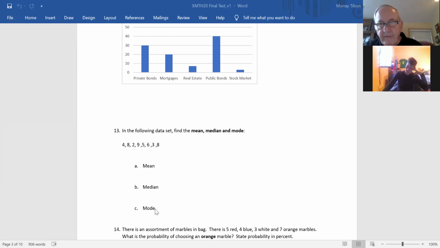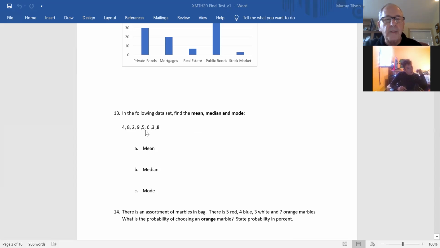For the mode, you could either have a mode or not have a mode. If there are data points that are the same, that would be your mode. So in this particular case, it would be 8 because there are two 8s. Okay. So that's how you analyze a set of data.